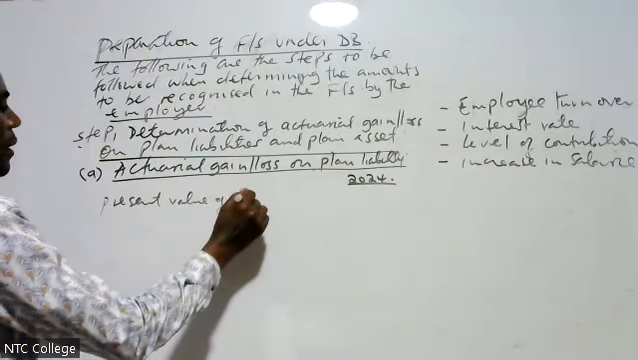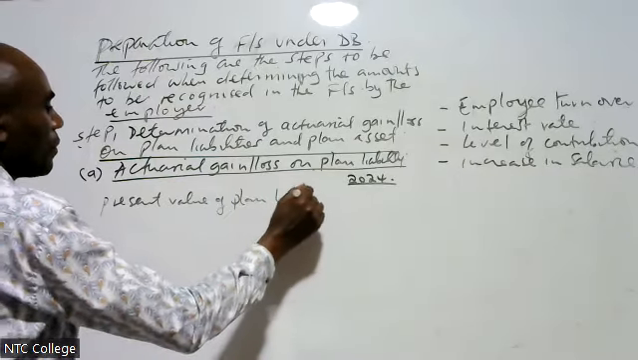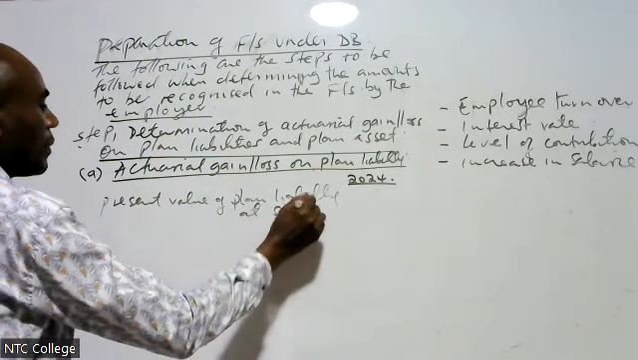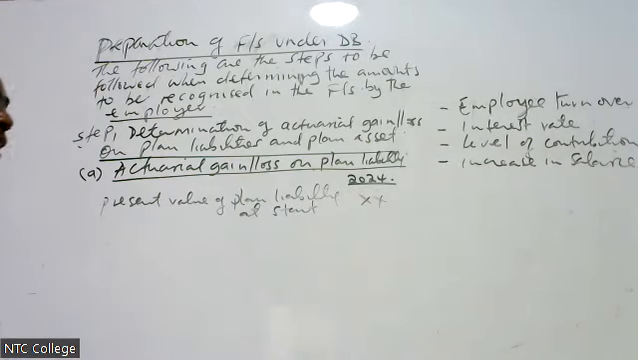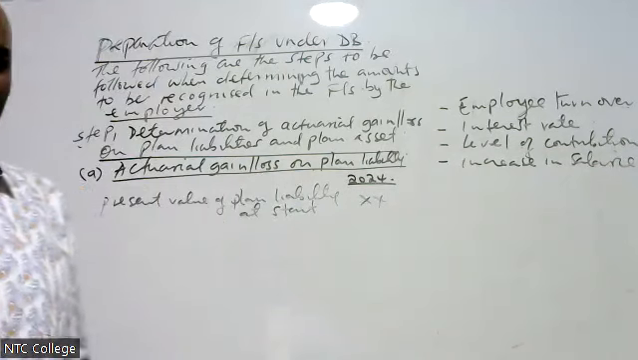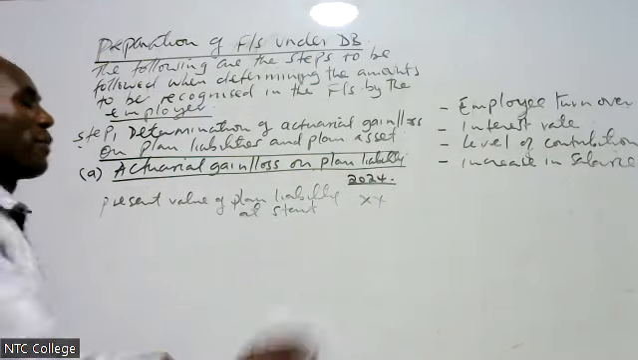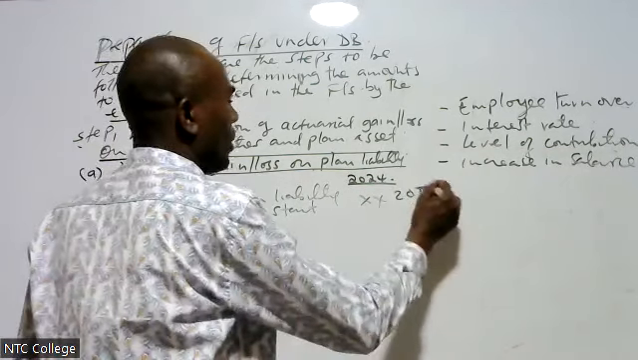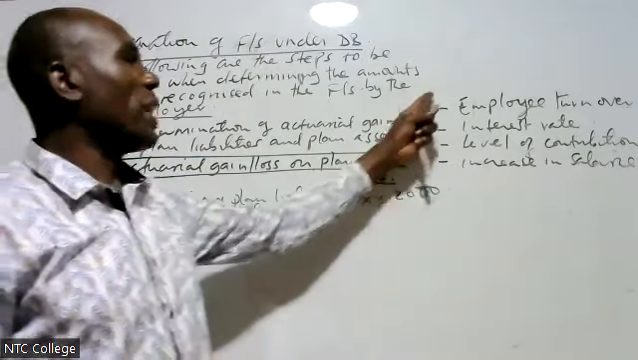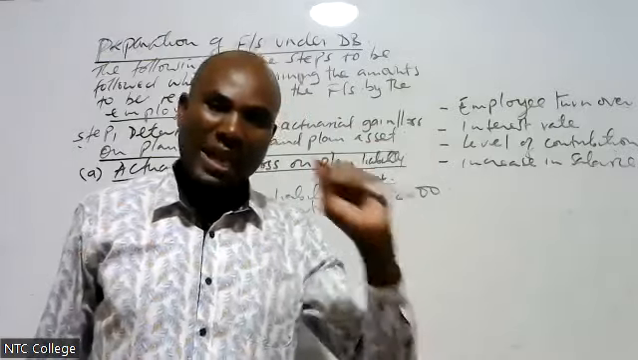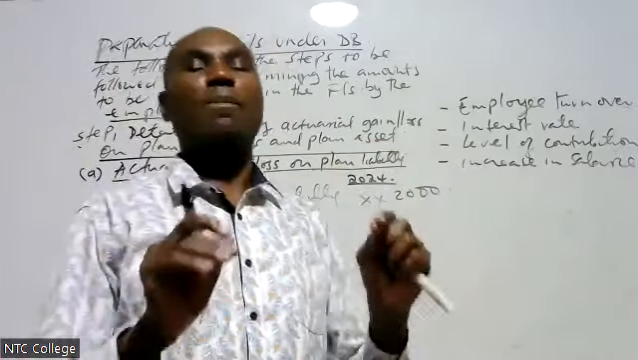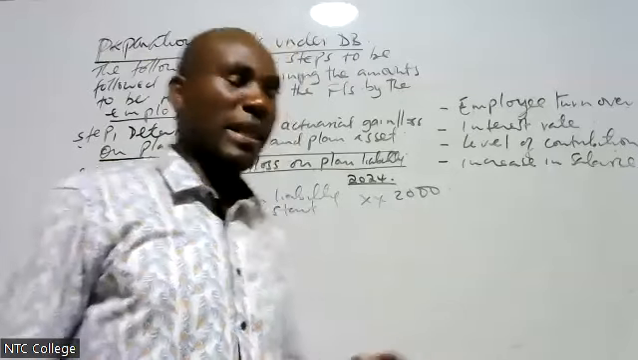Now, the actuary will take what we call present value of plan liability at the start of the year. He will come at the start of the year to check what the liabilities in the company are. You find that, for example, the liabilities are 2 billion. Then he evaluates the actuarial assumptions. What are the things that will make these liabilities increase?